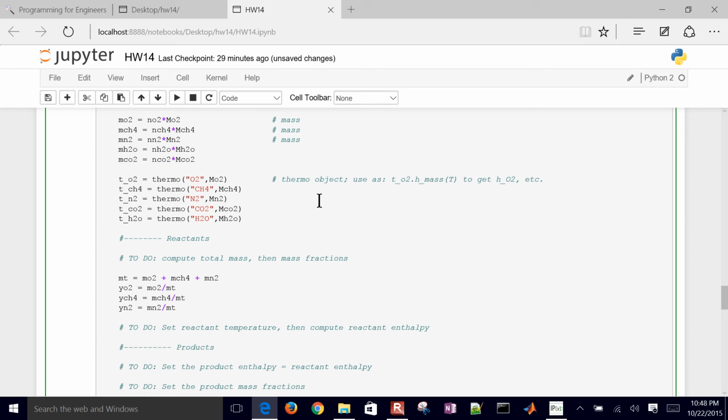Okay, so let's come down here to the products now. Actually, right here's another to do. We have to set the reactant temperature, then compute the reactant enthalpy.